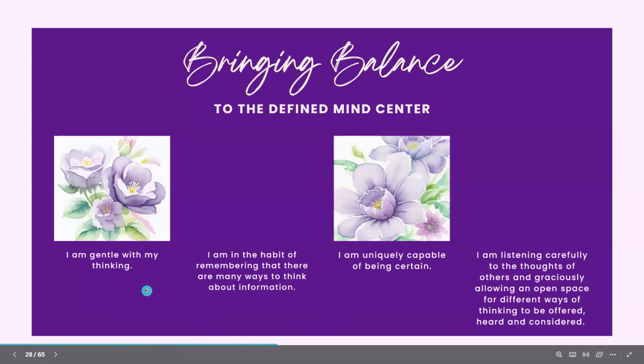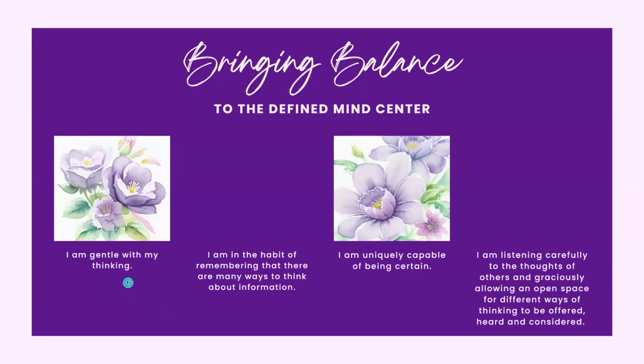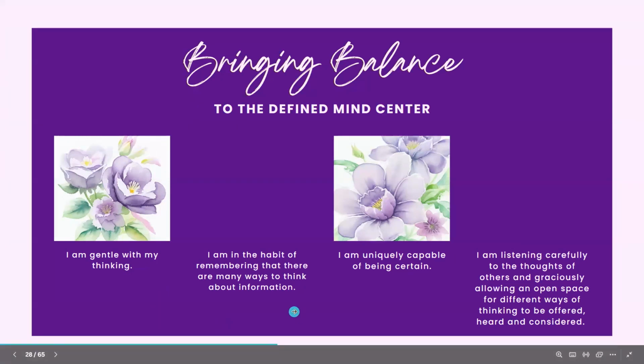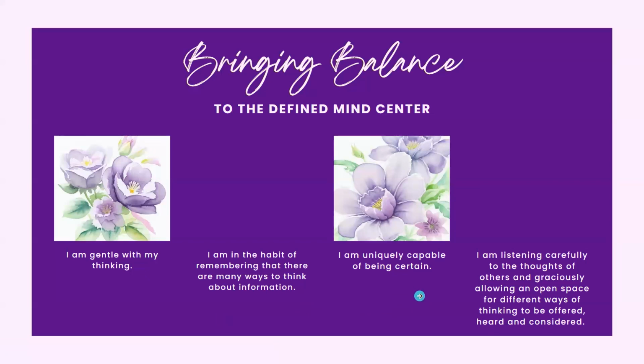For the defined mind center, the declarations to support bringing balance to the mind center are: I am gentle with my thinking. I am in the habit of remembering that there are many ways to think about information. I am uniquely capable of being certain. So this is a fixed, consistent way of thinking. I am listening carefully to the thoughts of others and graciously allowing an open space for different ways of thinking to be offered, heard, and considered.